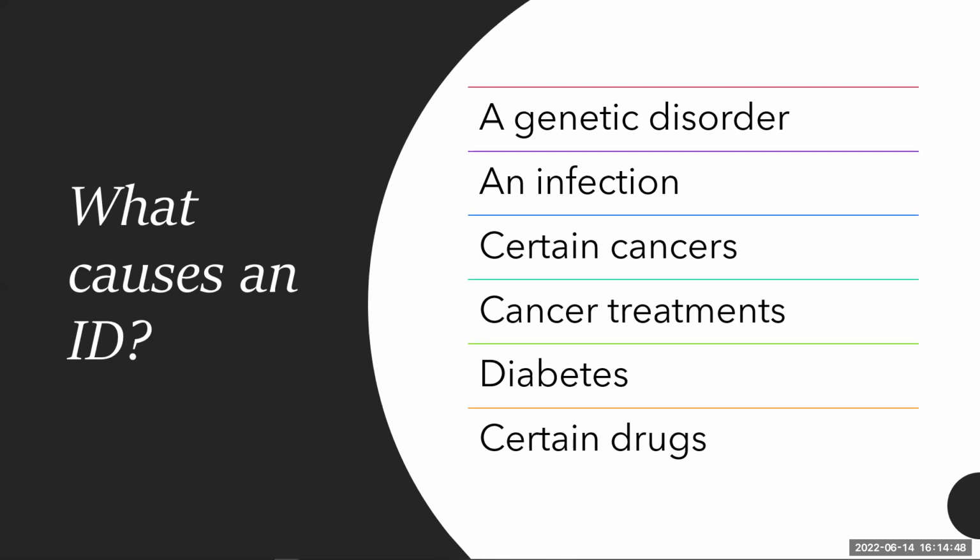Certain treatments, right? Such as radiation therapy and some chemotherapy as well, they do affect your bone marrow and by extension, the whole immune system. Diabetes as well could lead to compromise of the immune system, and certain drugs.